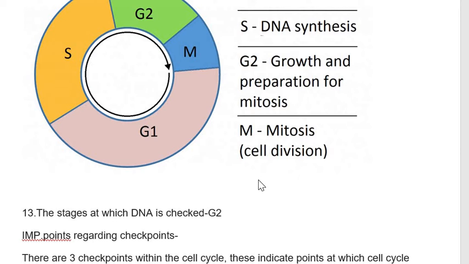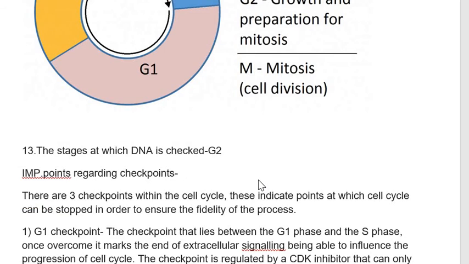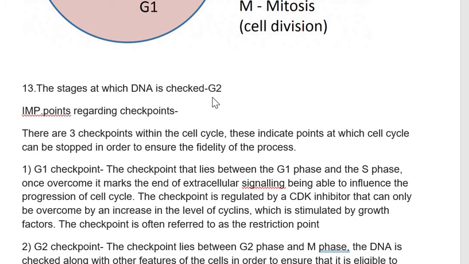Okay. Then question number 13, the stages at which DNA is checked. DNA is actually doubled, so the stage is G2. So these points are very important when regarding the checkpoints.